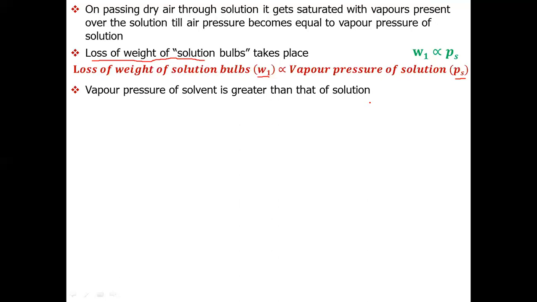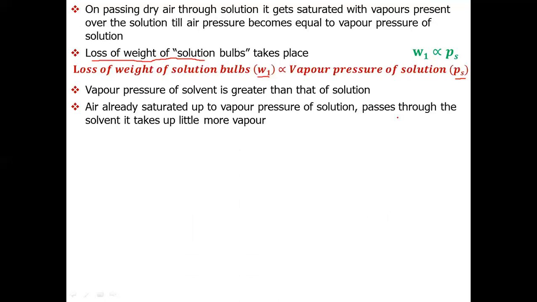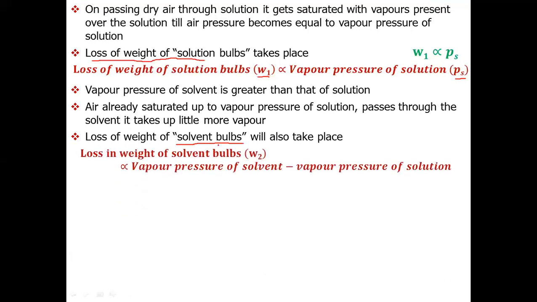So what will happen? Again, it may absorb some vapors, definitely up to when its vapor pressure becomes equal to the vapor pressure of pure solvent. So as there was a weight loss in the solution bulbs, a weight loss in the solvent bulbs will also take place. Why? Because air has absorbed some vapors from these flasks. So we can represent this weight loss by W2.